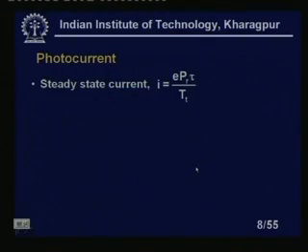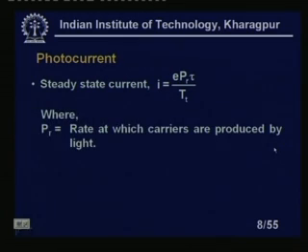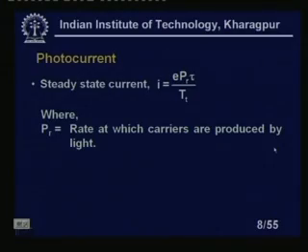Now, steady state current is given by I equal to E multiplied by PR into tau upon T subscript small t. What are these legends? This is steady state current in a photoresistor or photoconductor, where PR is the rate at which the carriers are produced by light. Okay, rate at which the carriers are produced by light, because if strong light falls, more number of carriers will be generated, which is in excess of the thermally generated carriers.